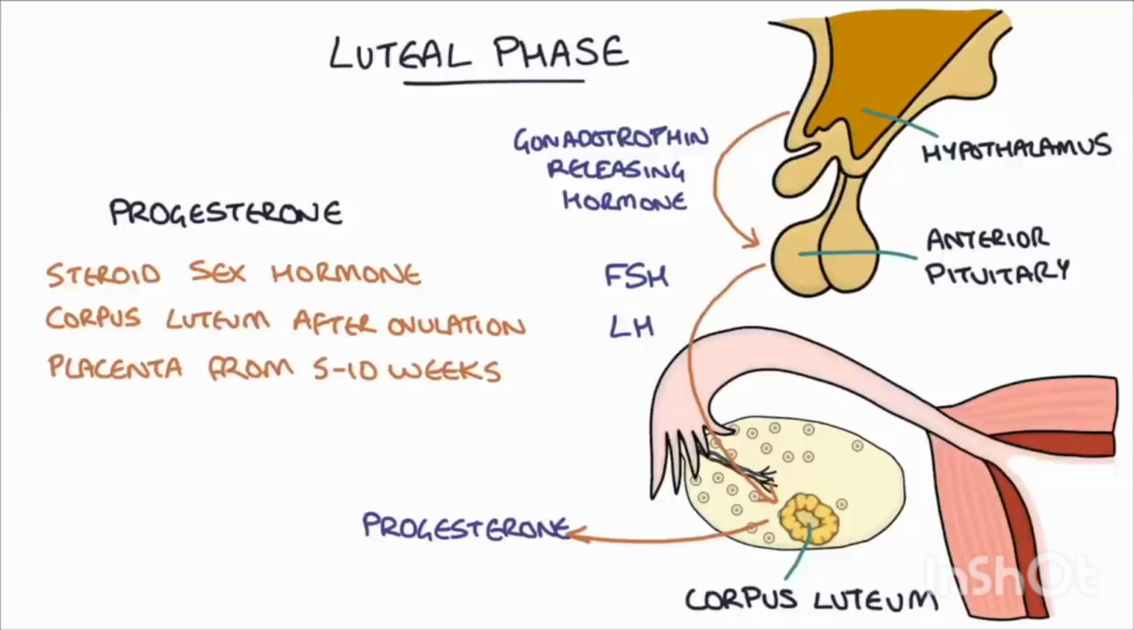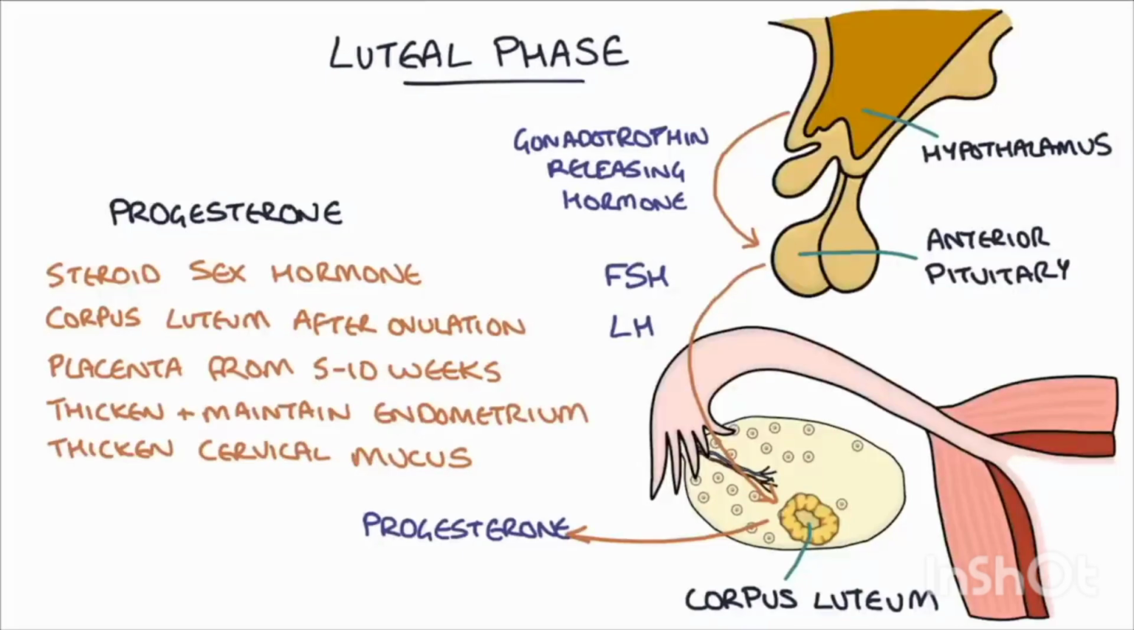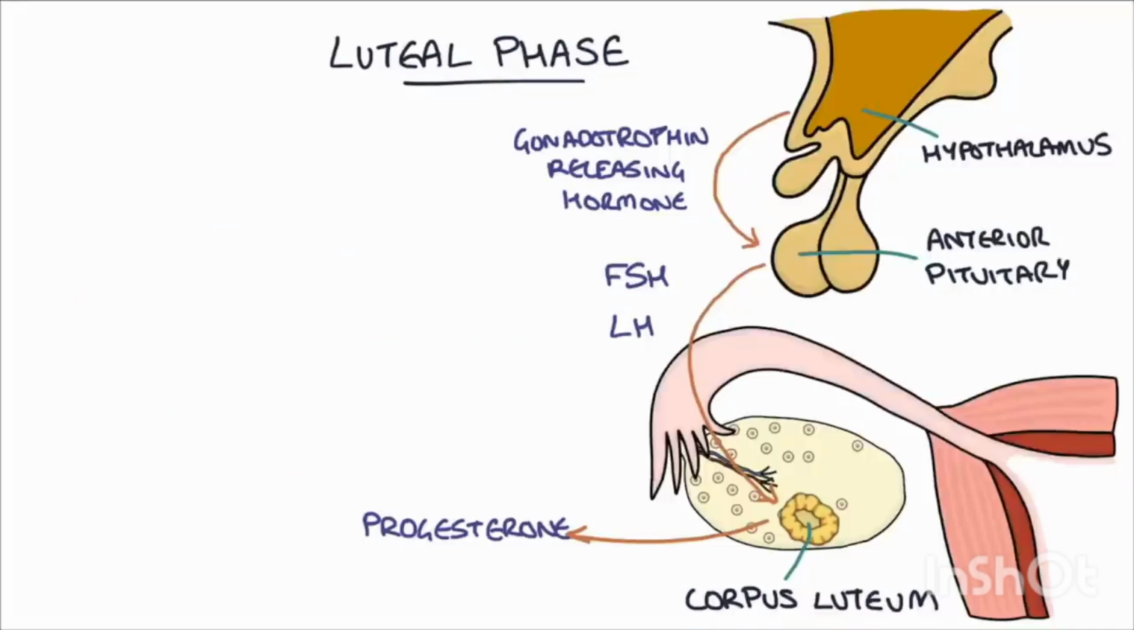Progesterone acts on the tissues that have previously been stimulated by estrogen. So, for example, it causes thickening and maintaining of the endometrial lining. It thickens the cervical mucus to prevent things going in and out of the uterus. And it also causes a slight rise in the body temperature. The corpus luteum also secretes some estrogen.